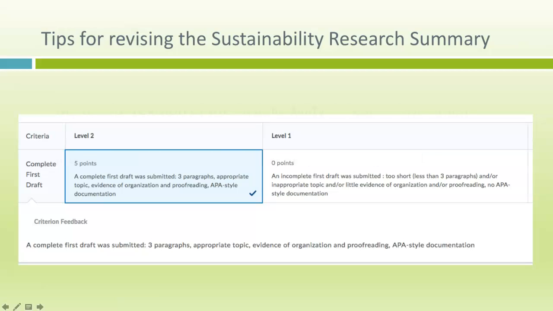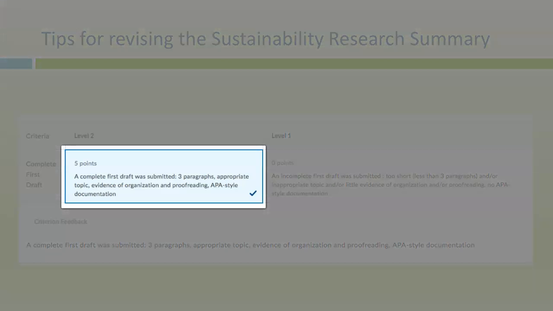But first, I just want to pause on something, and that is how we evaluated the sustainability research summary draft. It's marked out of 5, and most of you got 5 out of 5, but that does not mean that 5 out of 5 indicates that the draft is perfect. As you can see here on the rubric, 5 out of 5 means that you submitted a complete first draft, that it had 3 paragraphs, and many of you had more than that. We'll come back to that. The topic was appropriate. There was some evidence of organization, some evidence of proofreading, and evidence of APA documentation.